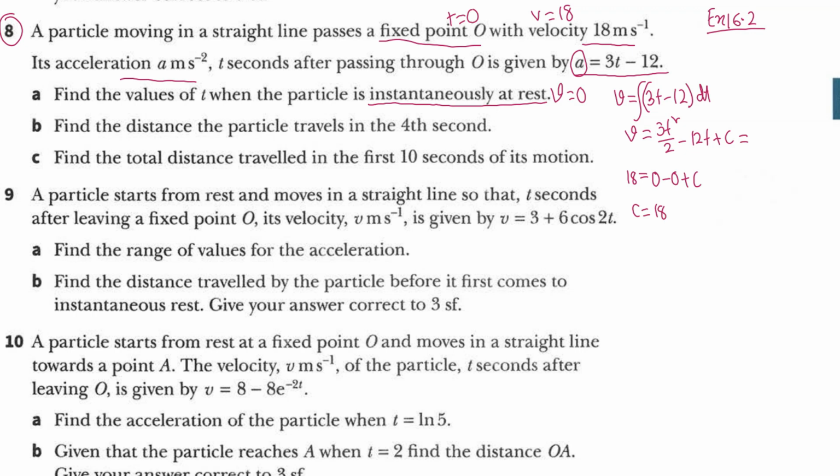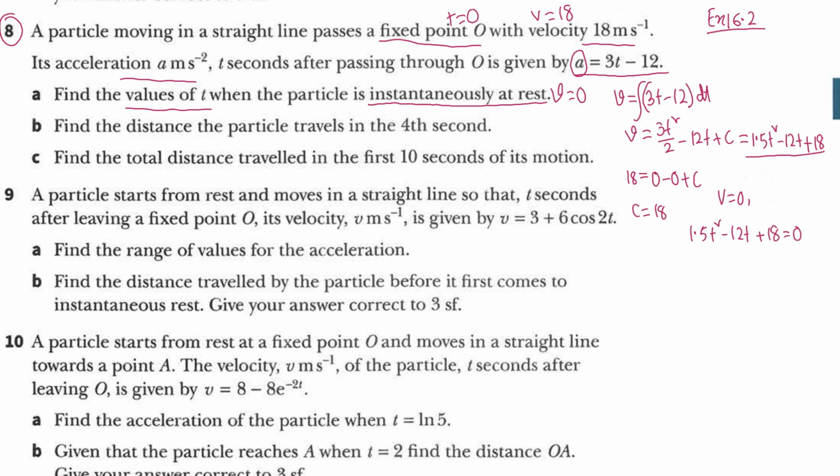So let us put this value in our expression, which is 1.5t square minus 12t, and c we got, plus 18. This is our velocity expression, but we need to consider now v equals 0 because they're asking instantaneously at rest. Find the value of t. Let me consider v equals 0 to get our value of t from here. So we can write 1.5t square minus 12t plus 18 equals 0.